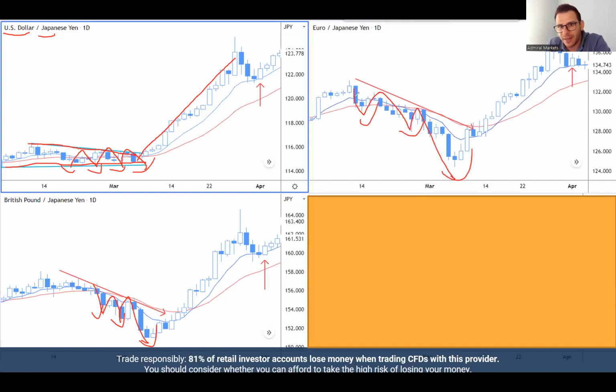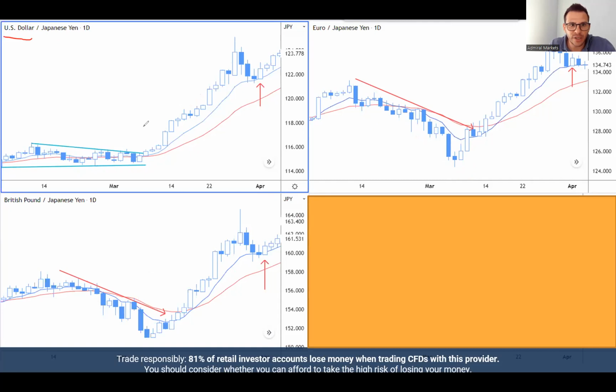Here you can see that the market was creating lower lows all the time. You see, lower low, lower low, lower low, sellers in control. Here, the same, lower low, lower low, lower low, sellers in control, and then it breaks above, where we can see that on the USD against the Japanese yen, sellers were in control.